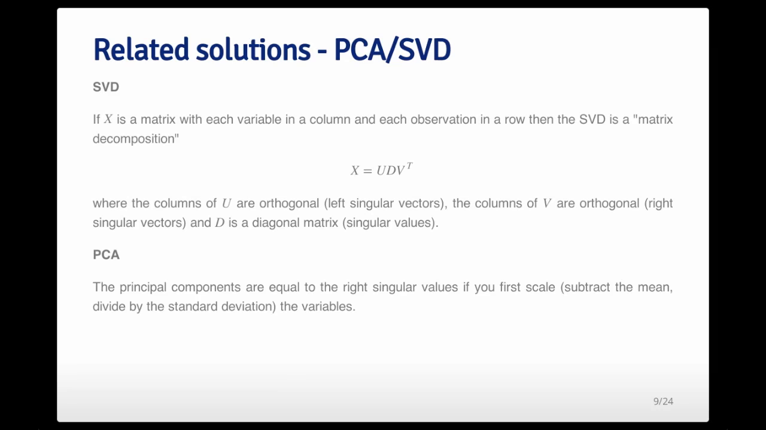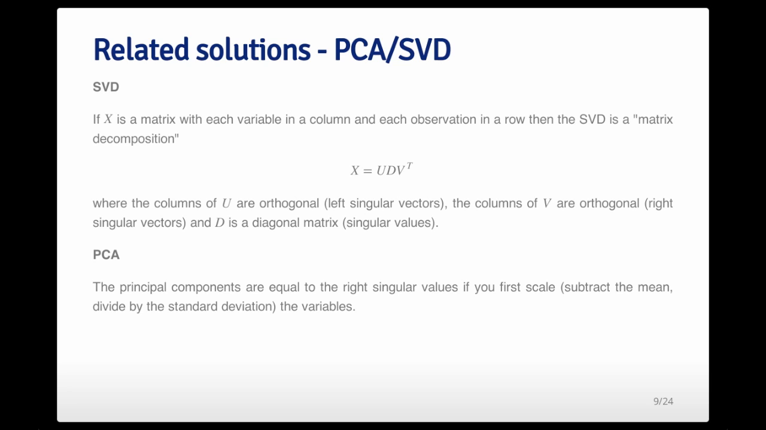The idea is that if you have a matrix X that's formatted in this way, then the singular value decomposition, or the SVD, is a matrix decomposition which decomposes the original matrix into three separate matrices. One is called U, one is called D, and the other is called V. The columns of U are orthogonal, so they're independent of each other. They're called the left singular vectors, and the columns of V are also orthogonal, and they're called the right singular vectors. And then D is a diagonal matrix which contains the singular values. So that's the basic idea of the singular value decomposition. I'll talk about these components a little bit later on.